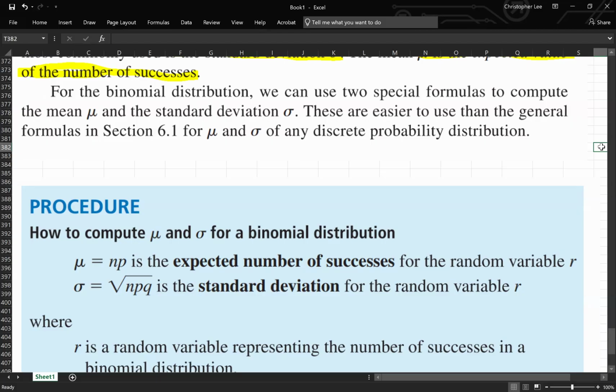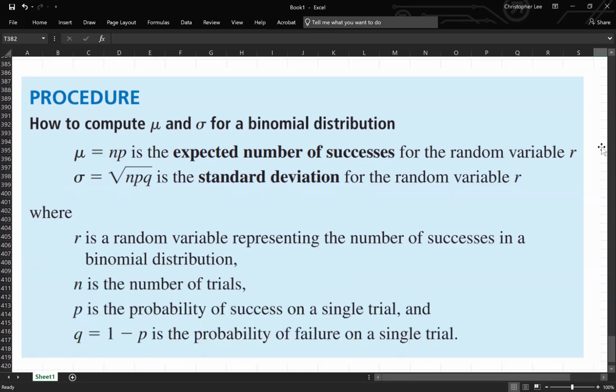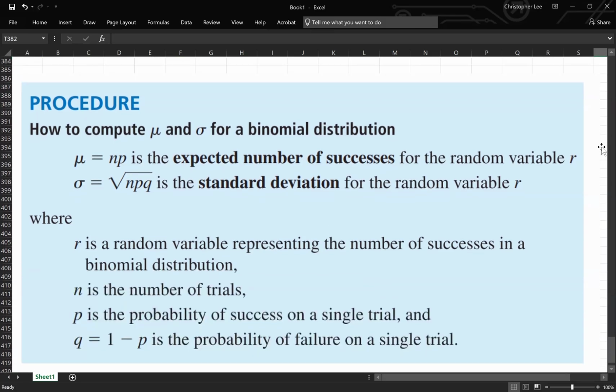Sigma, your population standard deviation, is the square root of n times p times q, and that's the standard deviation for the random variable r, where r is a random variable representing the number of successes in a binomial distribution. N is the number of trials that you have. P is the probability of success on a single trial, and q is equal to 1 minus p, which is the probability of failure on a single trial. Okay? Questions on this?